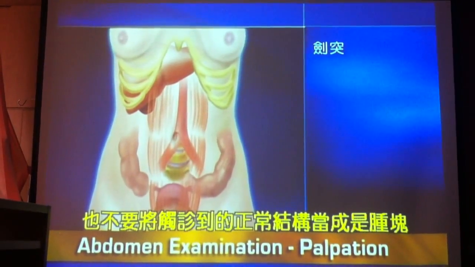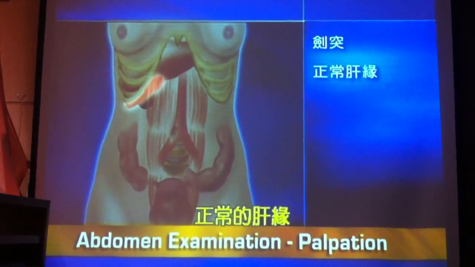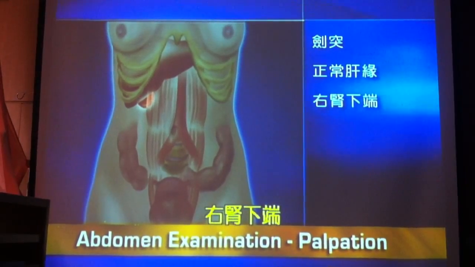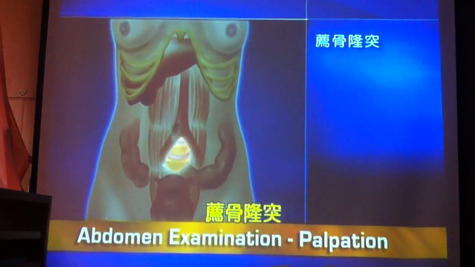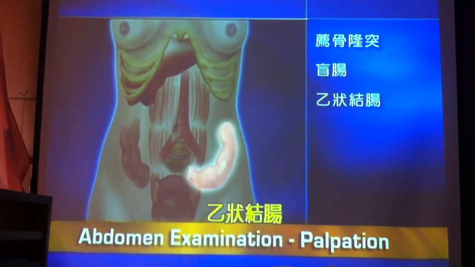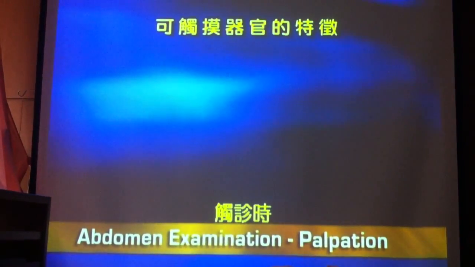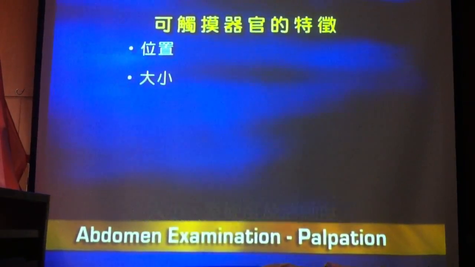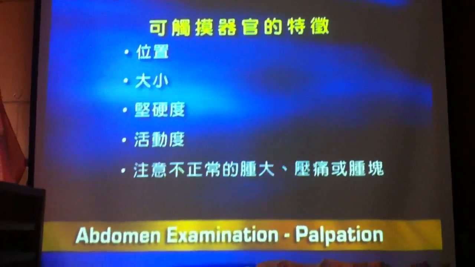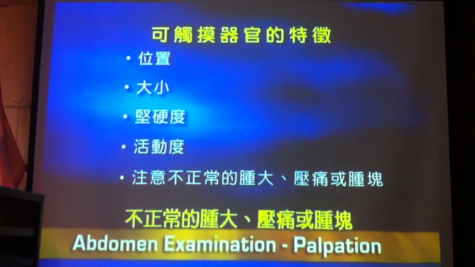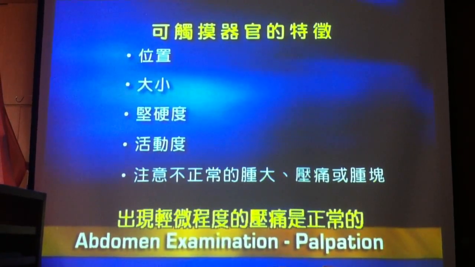Also, don't mistake a mass for a normally palpable structure, such as the xiphoid process, liver edge, lower pole of the right kidney, aorta, rectus muscle edges, sacral promontory, cecum, sigmoid colon, pregnant uterus, or full bladder. As you palpate, note the location, size, consistency, and mobility of any palpable organ. Also note any abnormal enlargement, tenderness, or masses. Mild tenderness is normal when palpating the sigmoid colon.